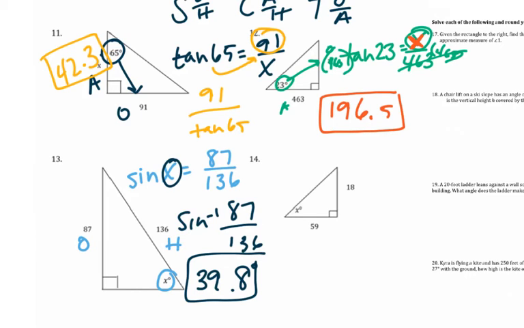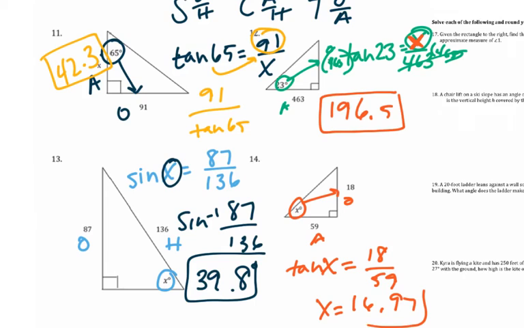One more like this. We have an angle, we have an opposite, and we have an adjacent. Opposite over adjacent is tan. So it's tan of my measure, which is x, equals opposite over adjacent. Second tan, 18 over 59. That leaves me with 16.97 degrees, which could also round up to 17. Okay, answer to number 14.